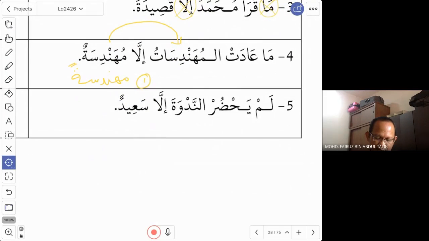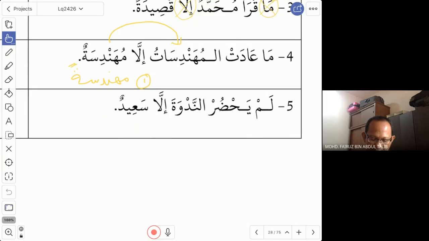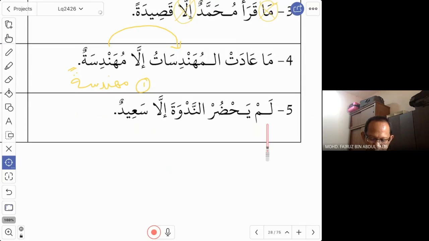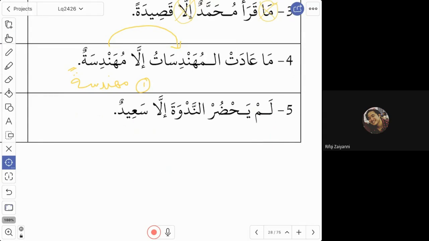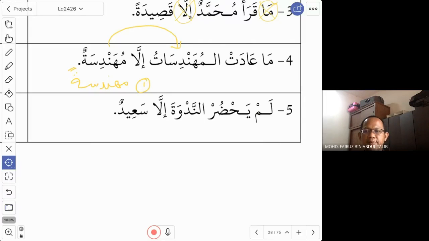Wal jumlah al-akhirah. Al-jumlah al-akhirah: lam yahdur an-nadwata illa sa'idun. So here we have this word lam. What is the meaning of lam? Not. Normally this is 'did not'. Normally the word lam is used with fi'il mudhari, but the meaning is always in the past. So we say did not. So lam yahdur, did not attend.